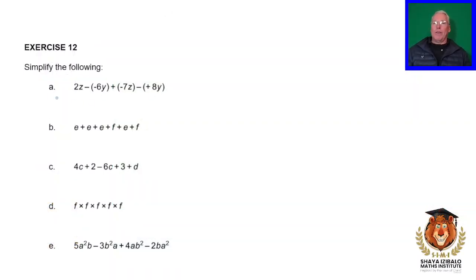Right, let's have a look at this first one. Let's first write it out without any extra signs. So 2z plus 6y. Adding a negative is the same as subtracting, and subtracting a positive is the same as subtracting. Okay, so let's see what, sorry, I've written 7x there. It's not 7x, it's 7z. Okay, pay careful attention. Don't do what I've just done.